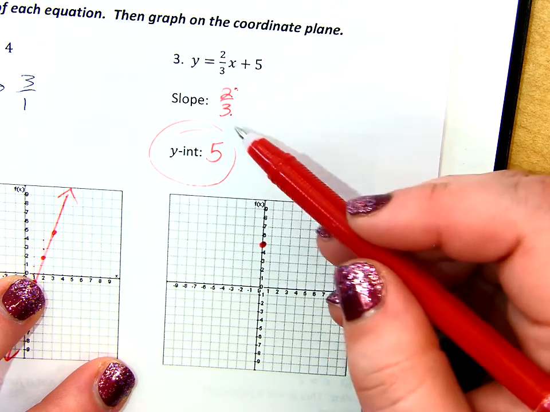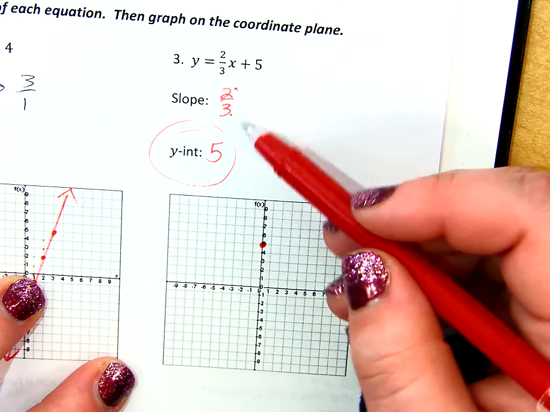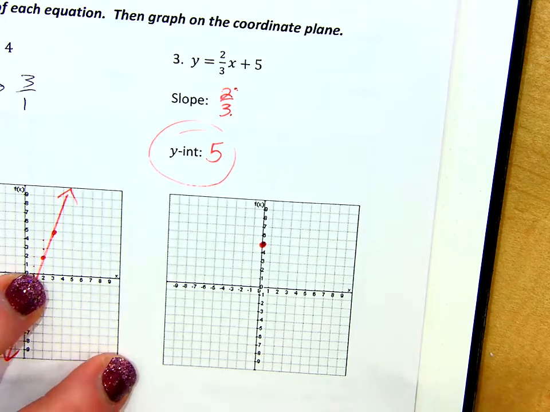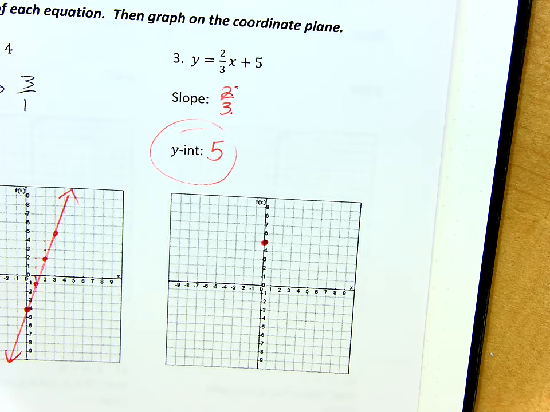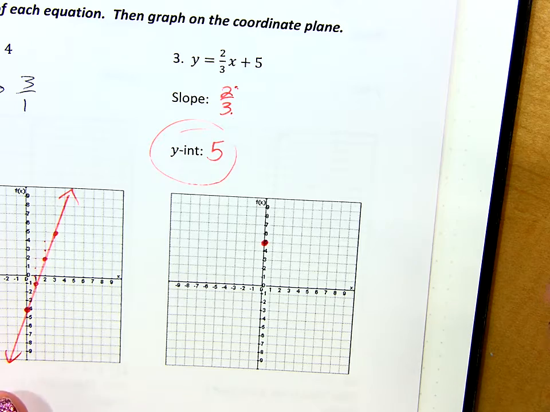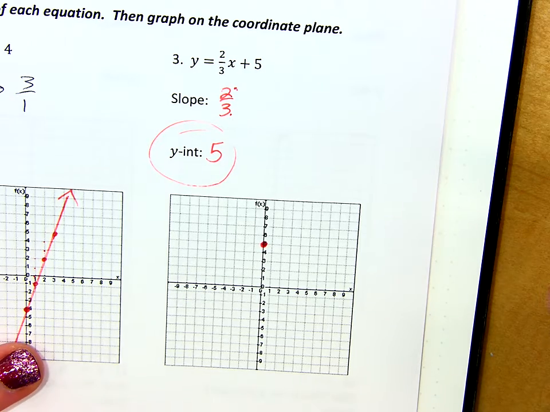So do you see now why fractions are so much better? If that were a decimal, 0.6 repeating, what would that mean in terms of my graph? It'd be crazy, right? It would make no sense. So you actually prefer fractions here, because going up 2/3 is very easy to do. But a 0.6 repeating as a decimal, that means nothing.